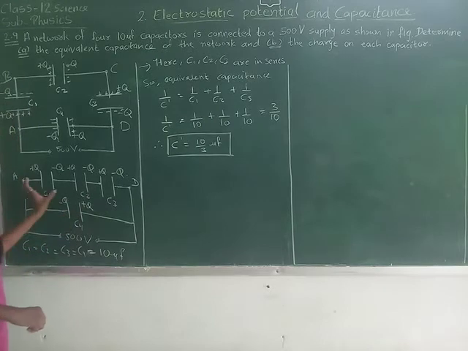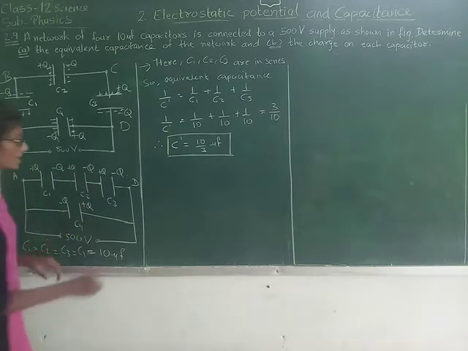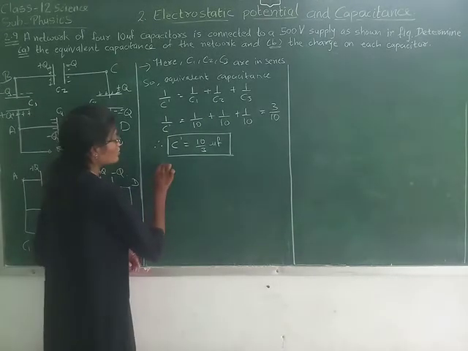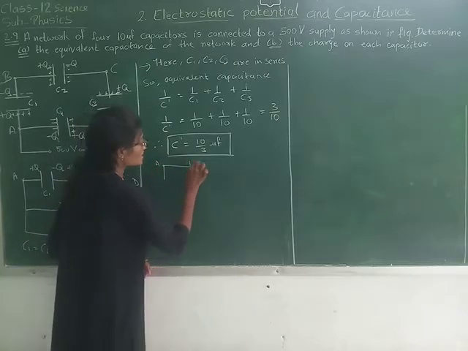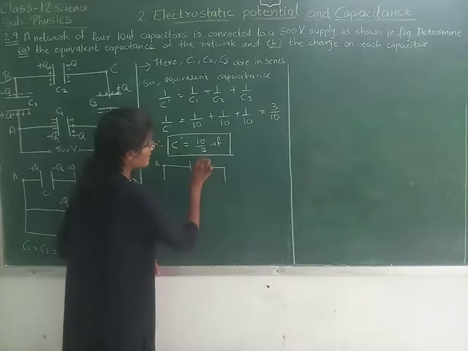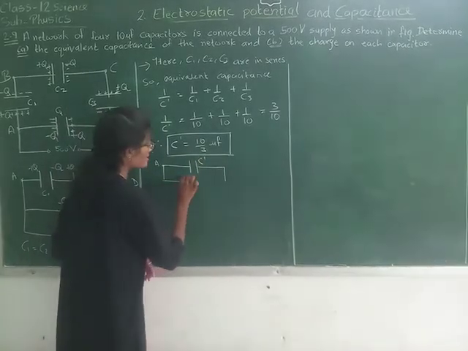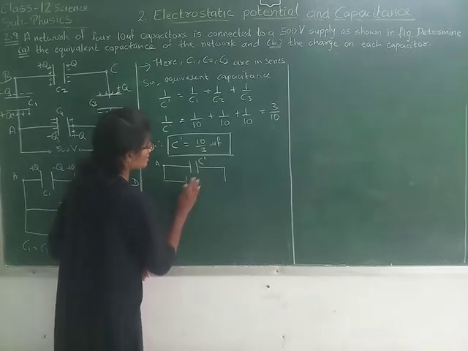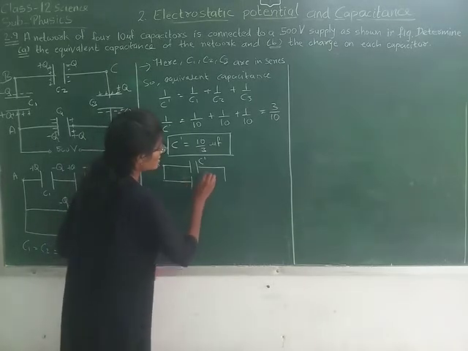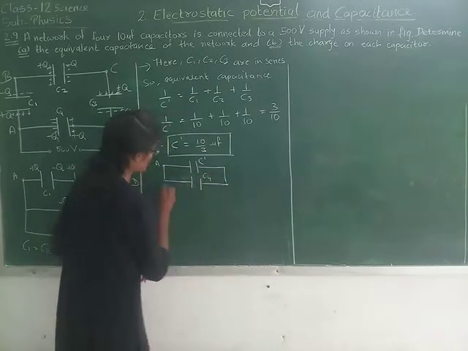Now see, instead of these 3 capacitors, now what we are going to do? Here we are having term A. Instead of these 3 capacitors, we are connecting an equivalent capacitance C dash, right? And that is in parallel connection with C4, right?